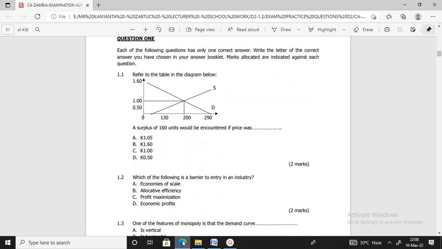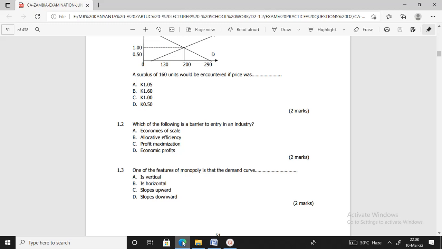Question number 2. Which of the following is a barrier to entry in an industry? There are four barriers to entry in any industry. Number 1, we have the legal barrier. Number 2, we have the cost barrier. Number 3, we have the economies of scale barrier. And number 4, we have the product differentiation barrier. So among the 4 barriers, the only barrier highlighted in this question is the economies of scale barrier. So the correct option there is option A.